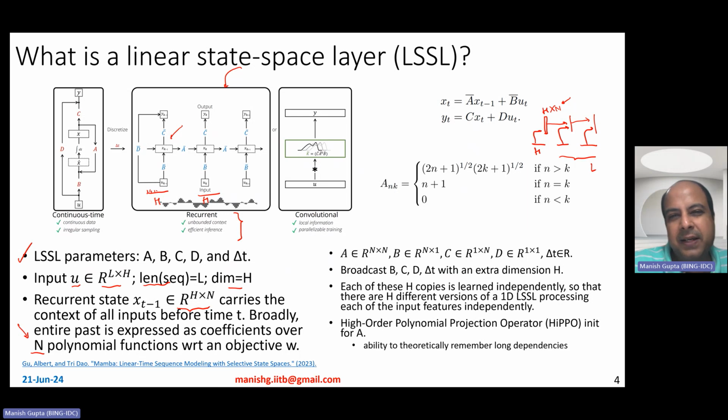Now, this is mathematically pretty complicated, but let's not get into the mathematical complications. The idea is to compress your variable sized memory of each dimension of U into a fixed size n dimensions, right? N numbers. And these n numbers technically represent the coefficients over a basis of n polynomial functions.